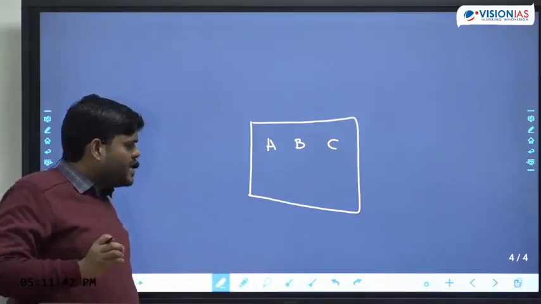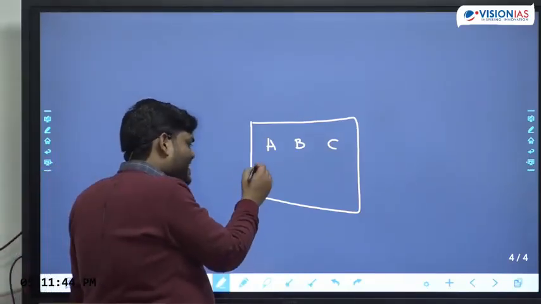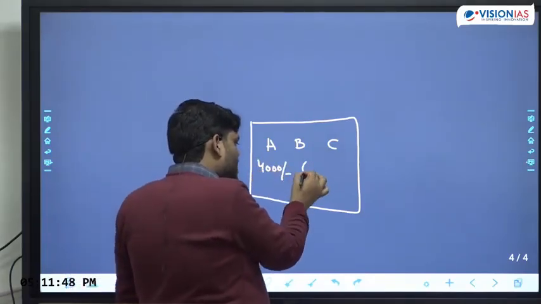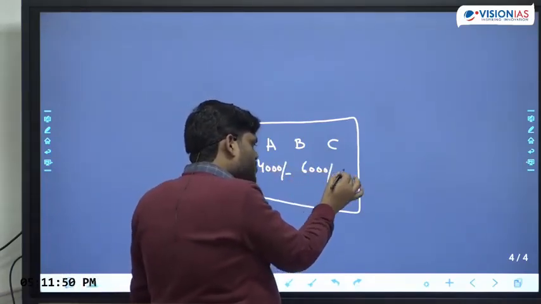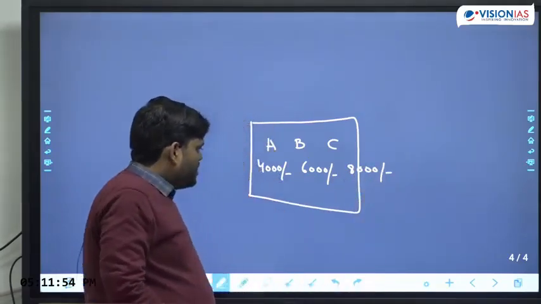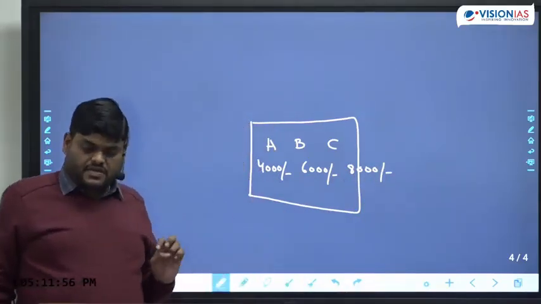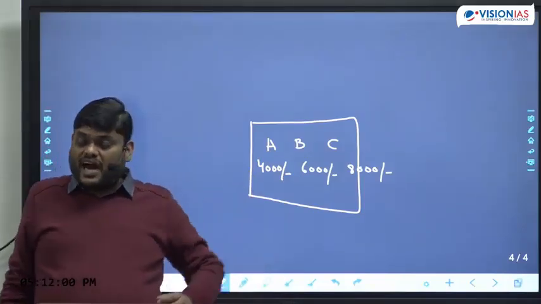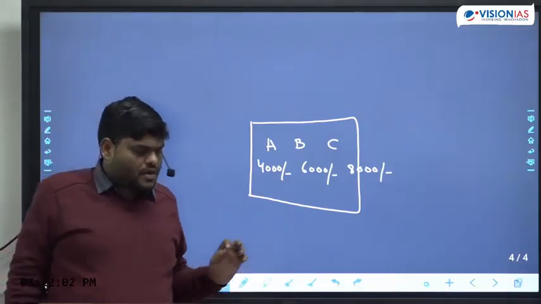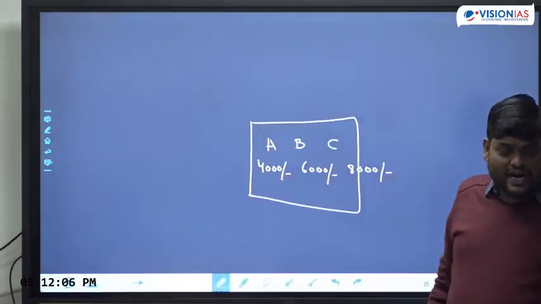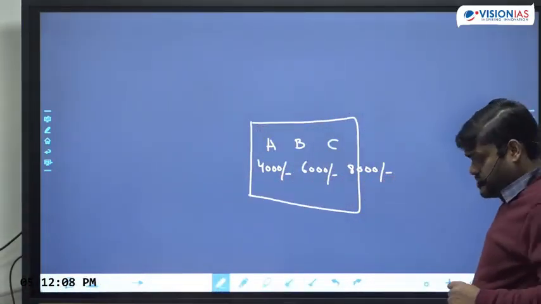Now their salary is, suppose, 4,000 rupees A is getting, B is getting 6,000 rupees, and C is getting 8,000 rupees. So these are their salaries. But now they have a typical problem which Aamir Khan has in the Ghajini movie, like short-term memory loss.